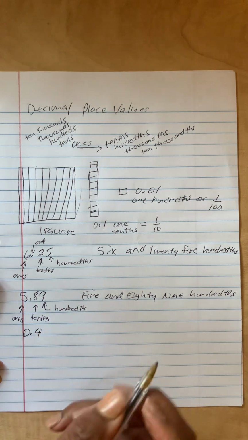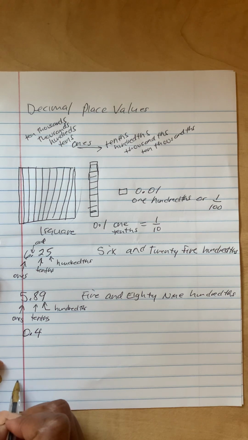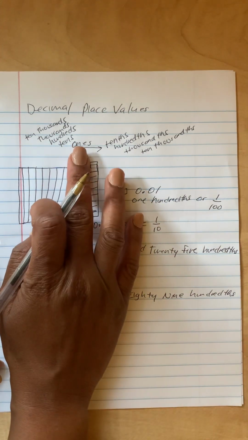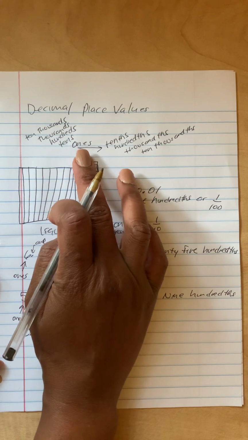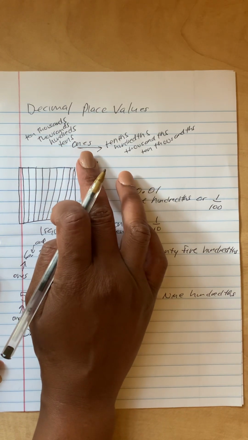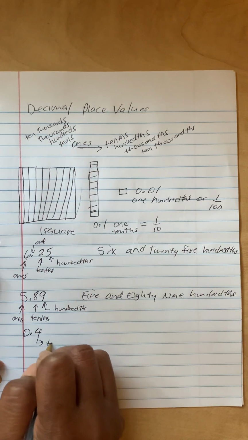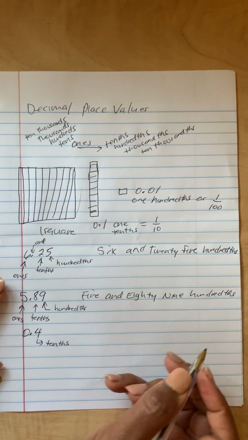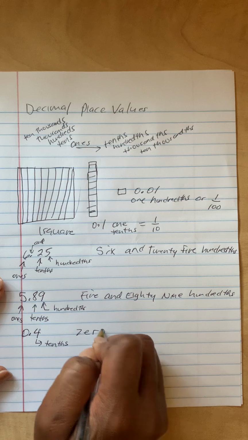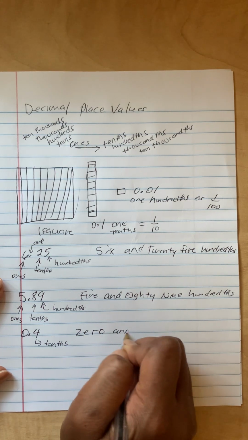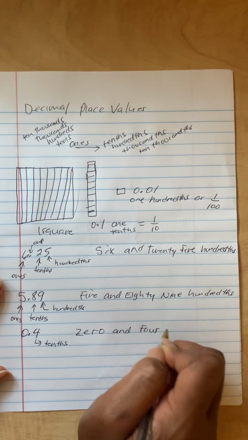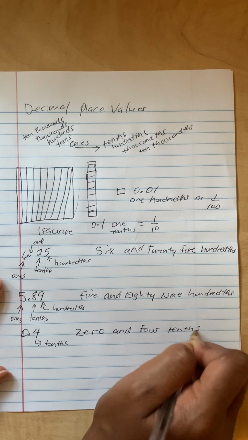Now let's say you have something like this. Okay, so it's the same step. Look at the chart. We know that 0 starts here, and then everything after the decimal begins here. So this place is the tenths. You're going to write this as 0 and 4 tenths.